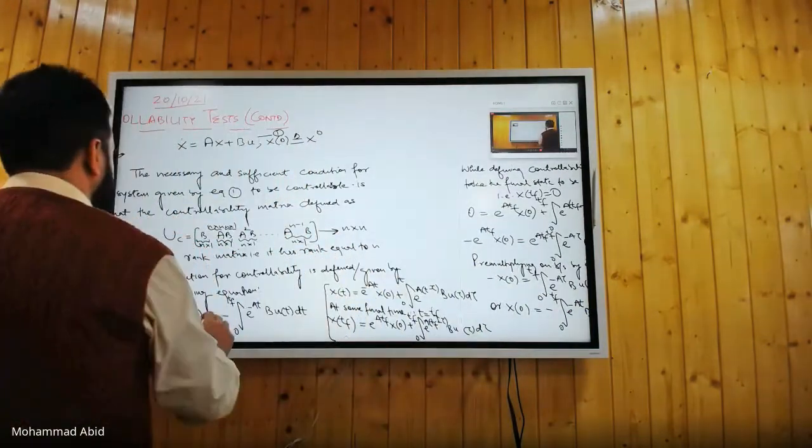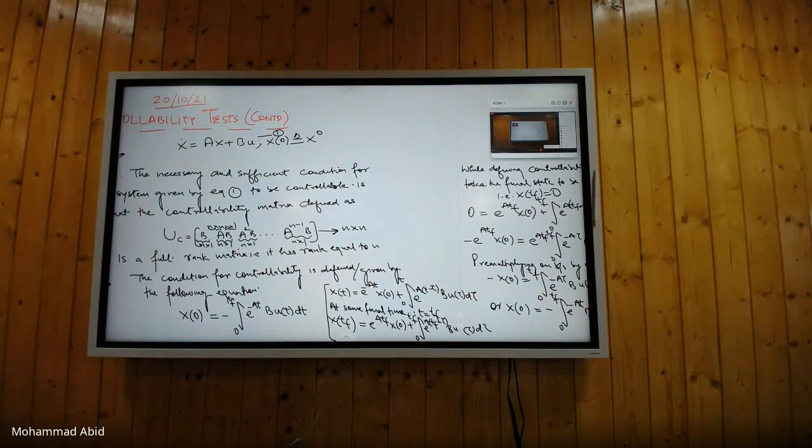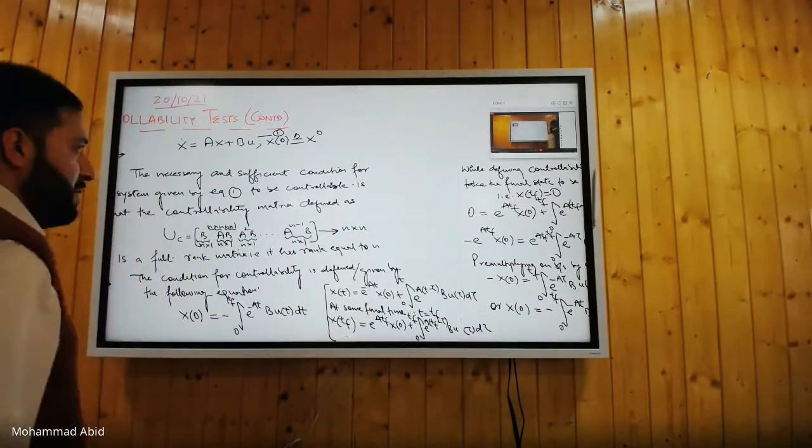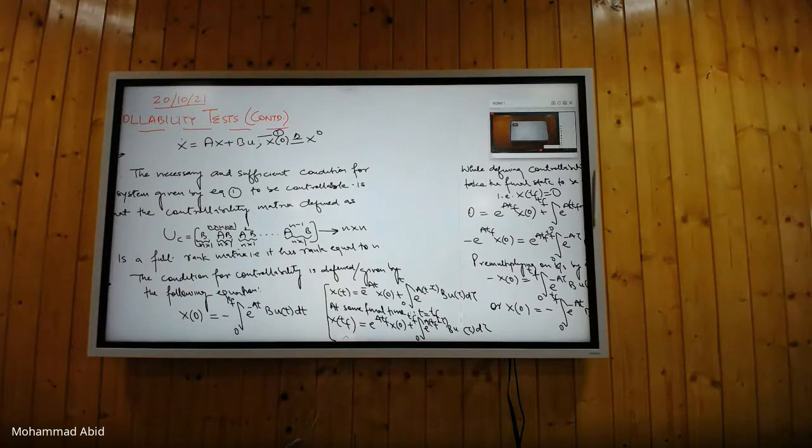Now I have x naught equal to minus integral from 0 to tf of e to the power minus At B u(t) dt. Now we have already seen this e to the power minus At, that's the matrix exponential. Matrix exponential can be evaluated by the Cayley-Hamilton theorem. And using the Cayley-Hamilton theorem, how can we express a matrix exponential?